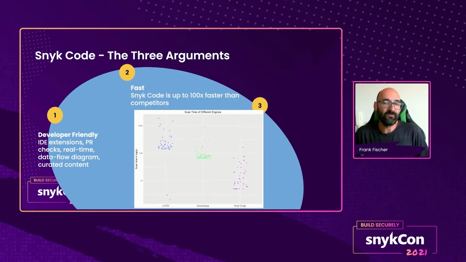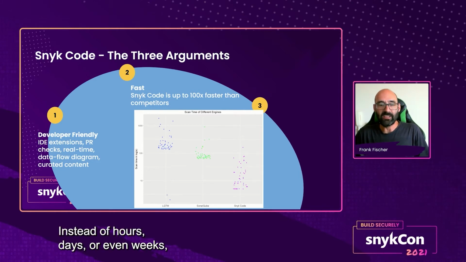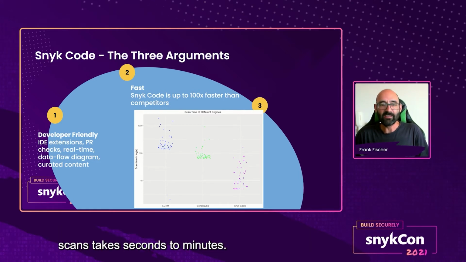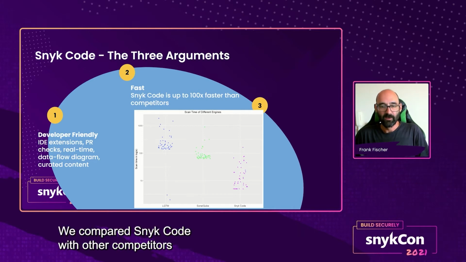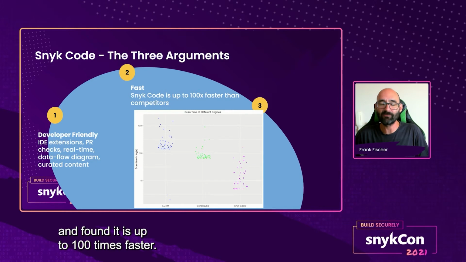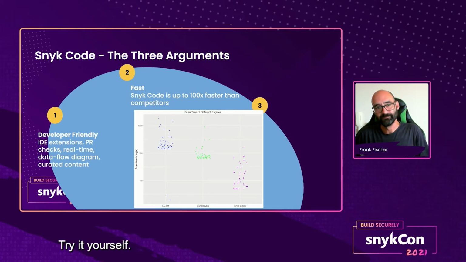Next, Snyk Code is fast. And I mean fast. Instead of hours, days, or even weeks, scans take seconds to minutes. We compared Snyk Code with other competitors and found it is up to 100 times faster. Don't believe me? Try it yourself.